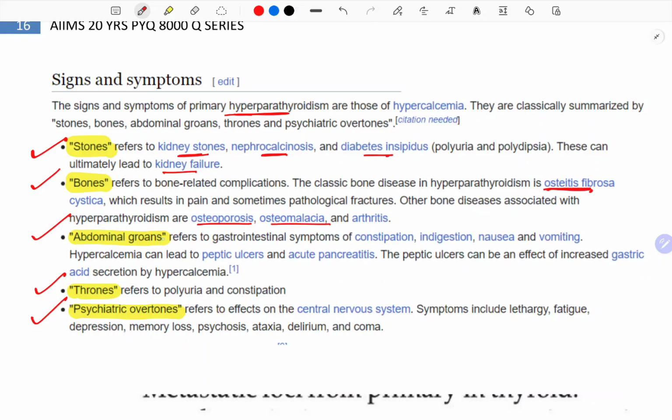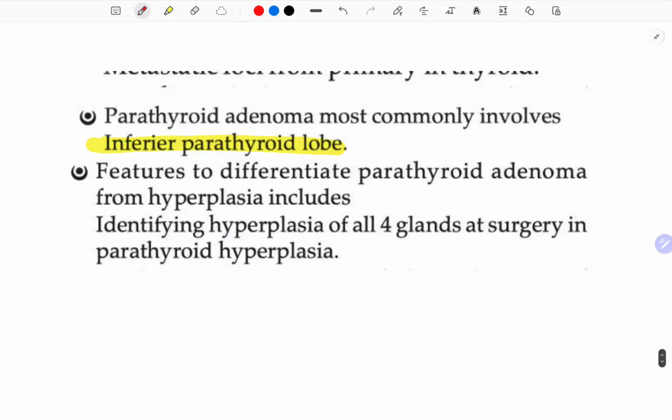And in abdominal groans, symptoms like constipation, indigestion, nausea, vomiting, and even peptic ulcers and acute pancreatitis features can be there. And in thrones, we have mostly polyuria and constipation, and in psychiatric overtones, it affects the central nervous system, mainly lethargy, fatigue, and others. So just mug up this point, this is important. Next question, a parathyroid adenoma most commonly involves the inferior parathyroid lobe. This is important. If it occurs, the most common location is near the inferior parathyroid lobe.